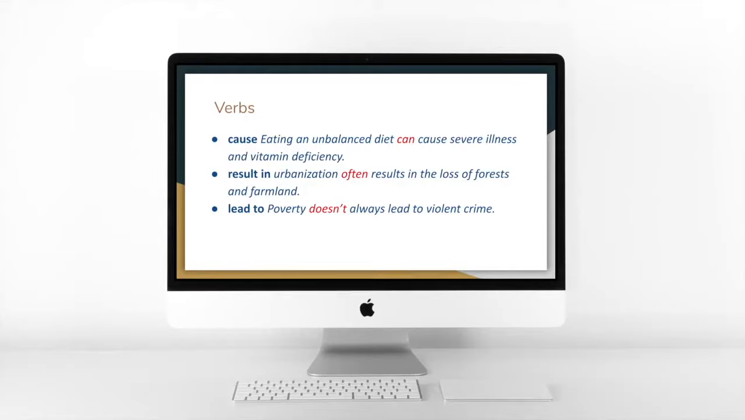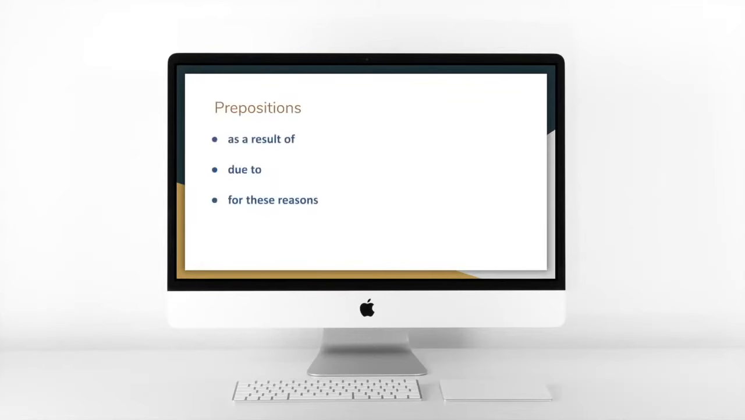Moving on to prepositions now. The three main preposition phrases we're going to look at are as a result of, due to, and for these reasons.